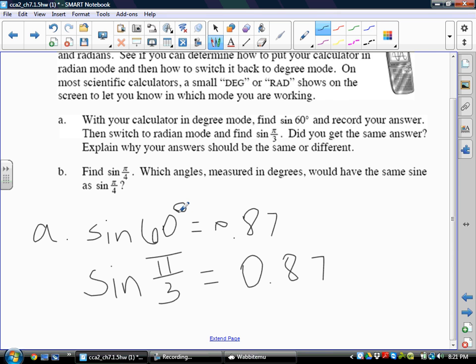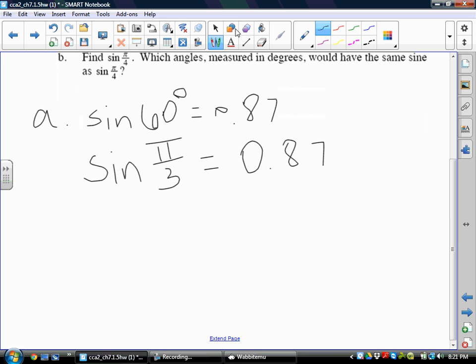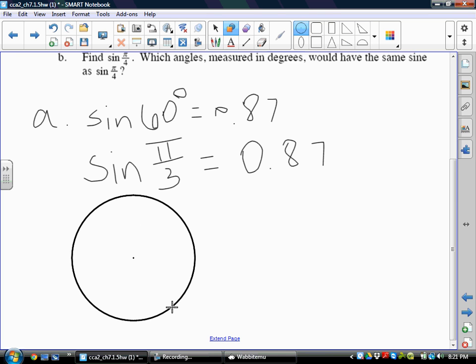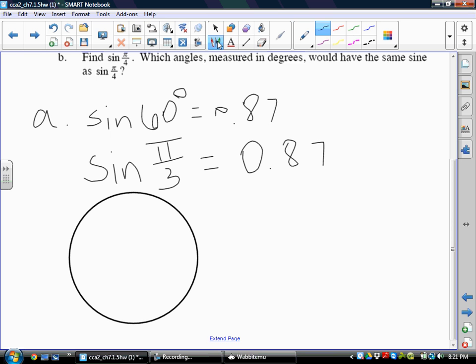Well, what's really happening is if I have a circle here, let's draw a little circle, and we have 60 degrees. So I'm starting from this right part, 60 degrees, maybe that's like this. What we found the other day is pi over 3 is the same measurement. This is also pi over 3. Since they're the same measurement, they should have the same vertical distance, right?